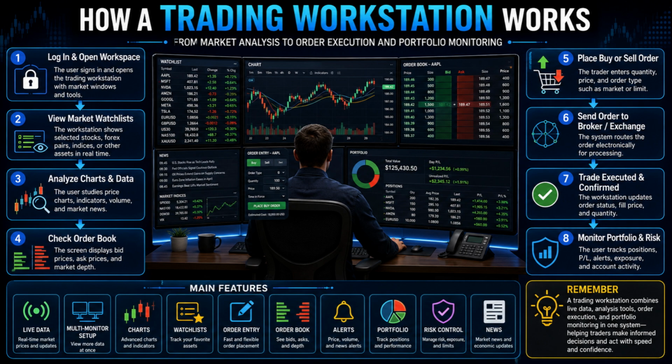Immediately, the workstation updates the order status, filled quantity, execution price, and trade details. Because of this, the trader can know exactly what happened without delay.